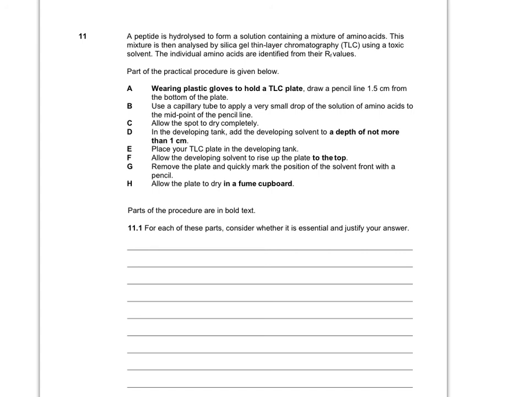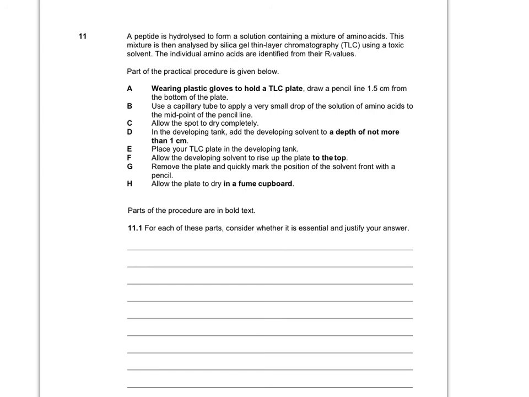Wearing plastic gloves to hold the TLC plate, draw a pencil line 1.5 centimetres from the bottom of the plate. Use a capillary tube to apply a very small amount of the solution of the amino acid to the midpoint of the pencil line. Allow the spot to dry completely. In the developing tank, add the developing solvent to a depth of not more than 1 centimetre. Place your TLC plate in the developing tank. Allow the developing solvent to rise up the plate to the top. Remove the plate and quickly mark the position of the solvent front with a pencil. Allow the plate to dry in a fume cupboard. Parts of the procedure are in bold text. For each of these parts, consider whether it is essential and justify your answer.